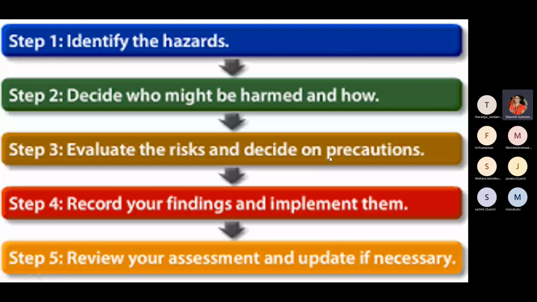Evaluate the risk and decide on precautions. You need to analyze the risk, evaluate it and decide what the precautions are. If precautions were already made and the person is still getting damaged by the hazard, then why? Where have we made the mistake, or what precautions do we need to improve? We can identify those things by evaluating. Finally, if you find anything new, you need to record it, and once you record it, you need to put it into action. Then review the assessment and update.